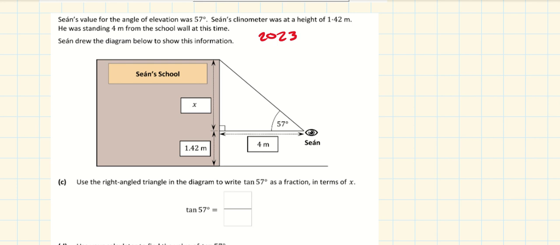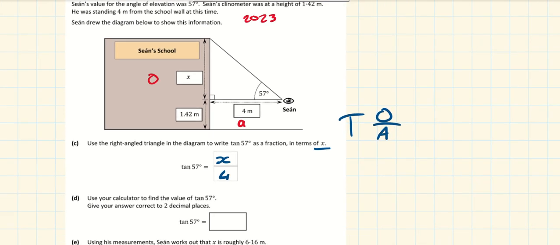So use the right angle triangle to write tan 57. We know that tan is opposite over adjacent. So here's our angle. We've got our opposite and we've got our adjacent. It says in terms of x, that means x is going to be a part of our answer. So the opposite is x and our adjacent is 4. So the answer is simply x over 4.